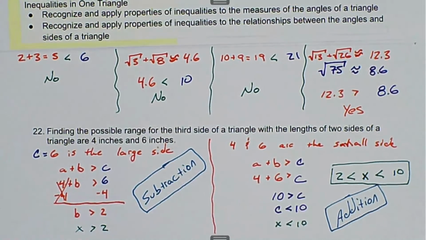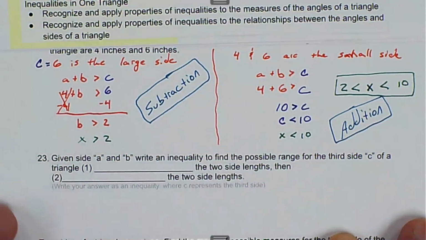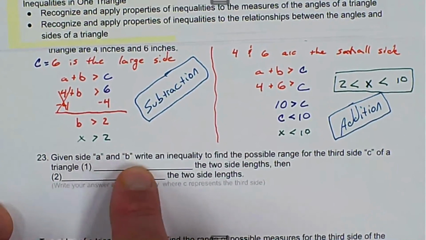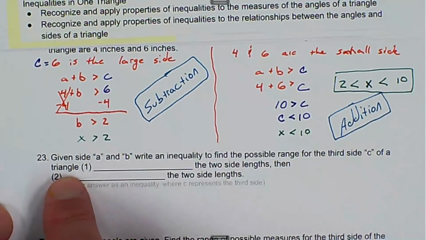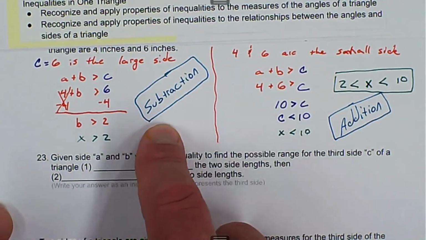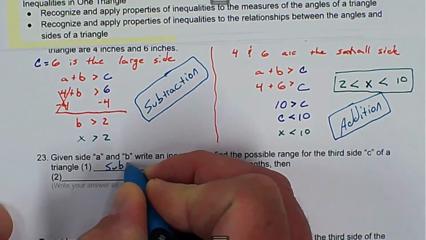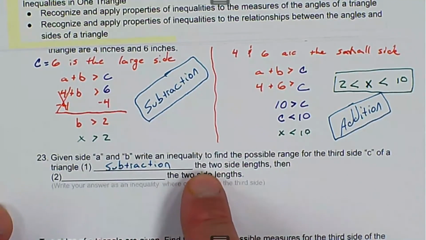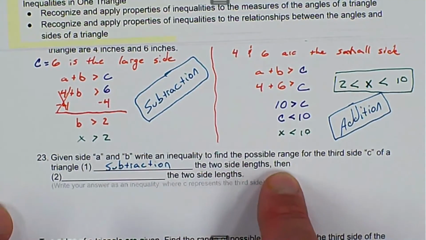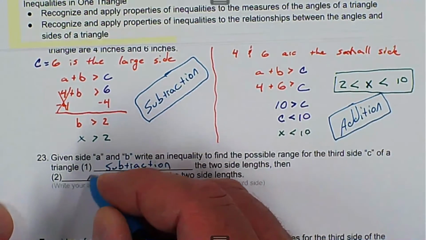So, given sides A and B, write an inequality to find the possible range for the third side C of a triangle. So what do we do first? All we did was subtraction of the two side lengths. Then what do we do next? We just did addition.